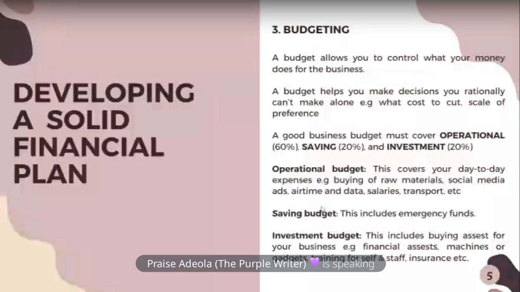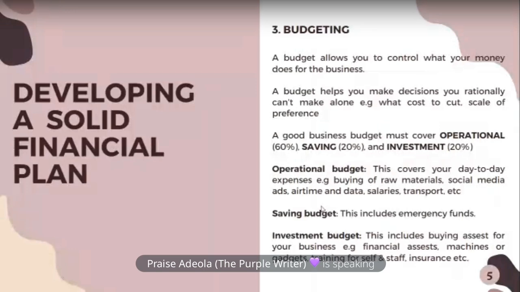So you need to take cognizance of what you spend money on as a business owner on a regular basis. What are the things that keep your business running? These are the things you should put more money on. In fact, I've already defined it here that at least 60% of the money that you make, after you subtract certain expenses, should go into your operational budget.